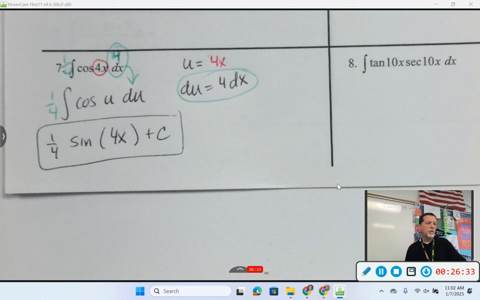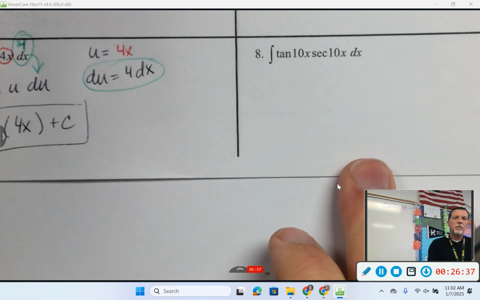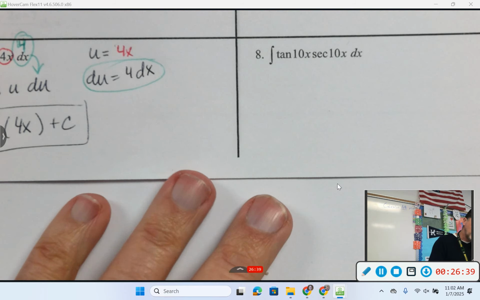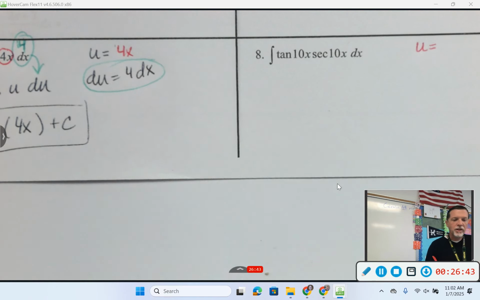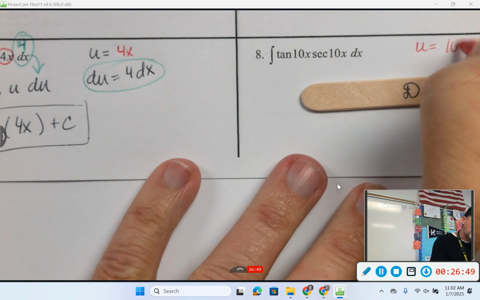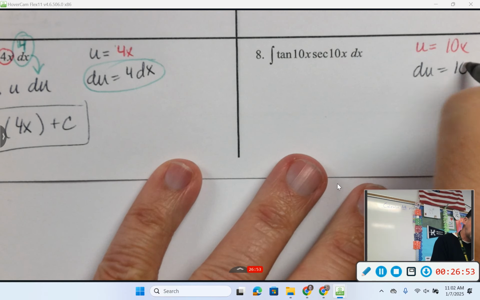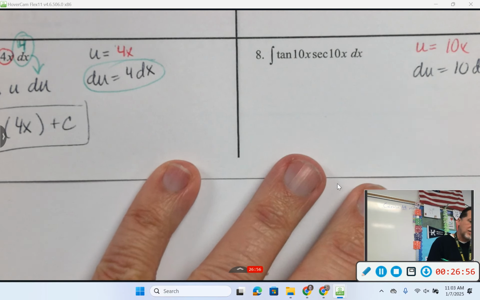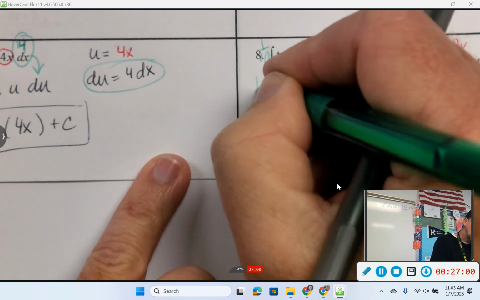Number 8's pretty similar. What do you want to use for u? I can pick on somebody. This is a similar question here. Dana, what do you want to pick for u for number 8? 10x. So du is 10dx. So that's an easy fix. Just put a 10 on the dx and 1/10 out front.